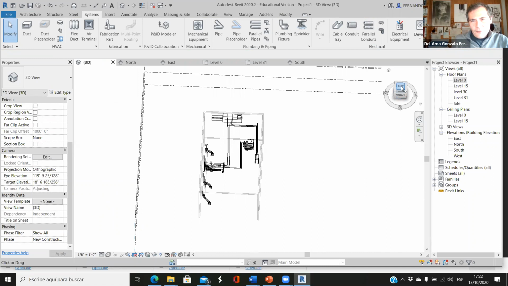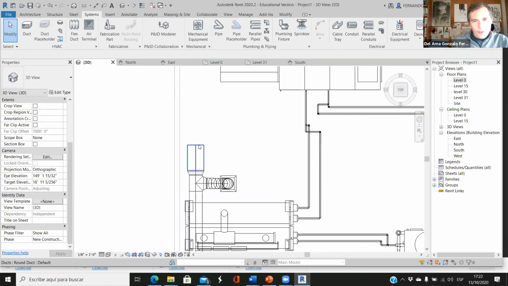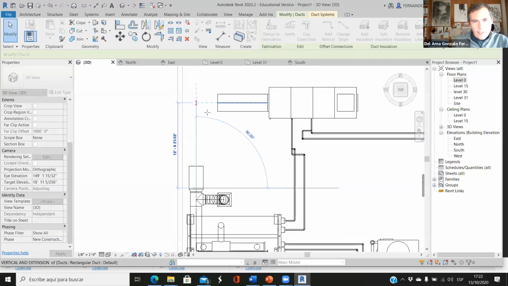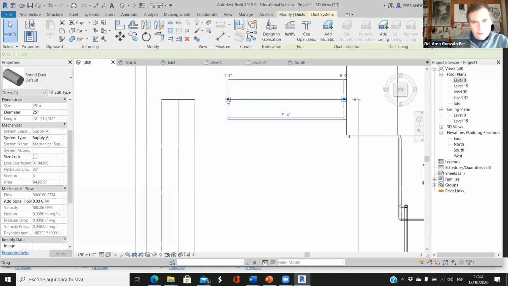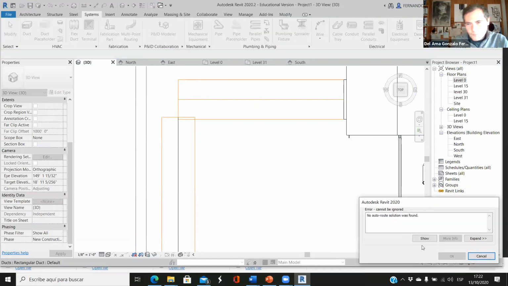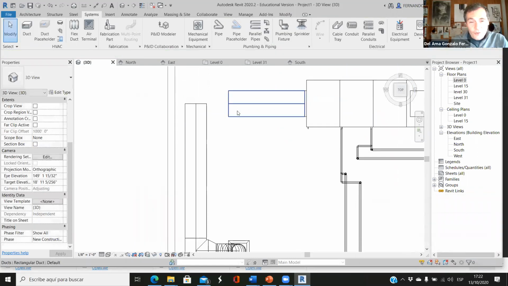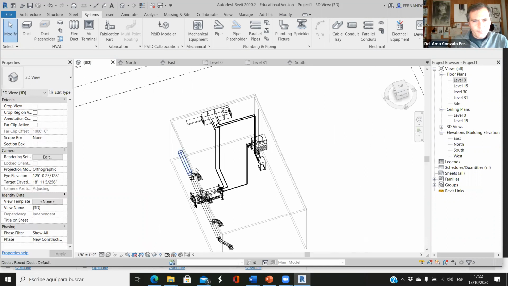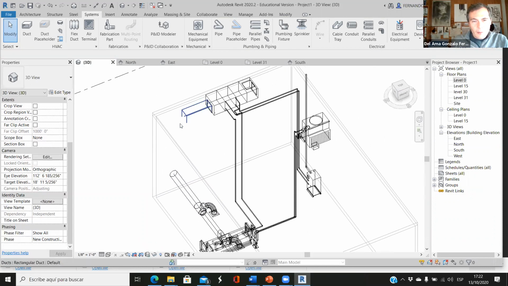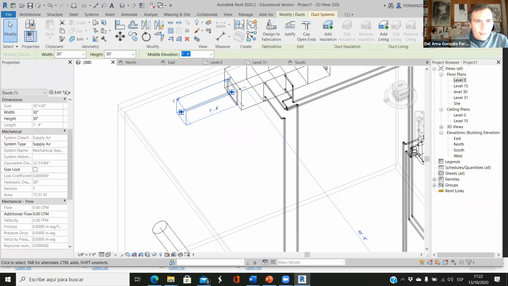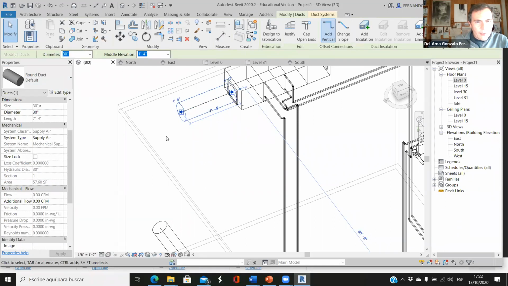Okay, so now is Revit intelligent enough to connect a round duct to a rectangular duct? So let's find out. No. Well, usually it is, but probably we haven't included the right fitting. But what if we turn this into a round duct and the diameter is 30?